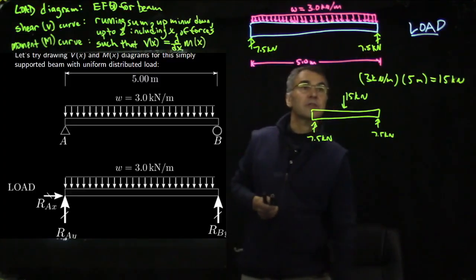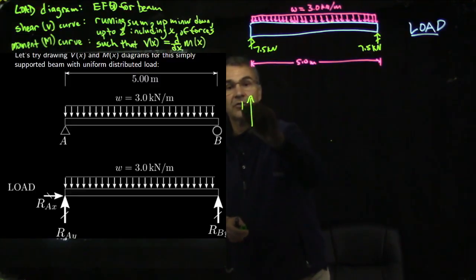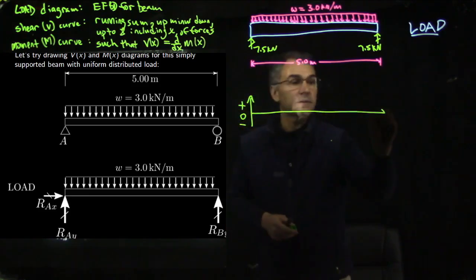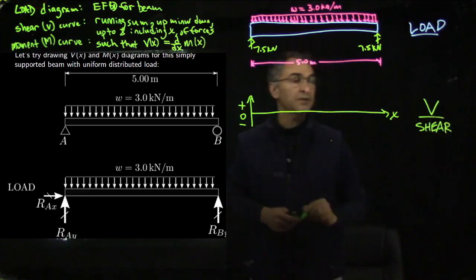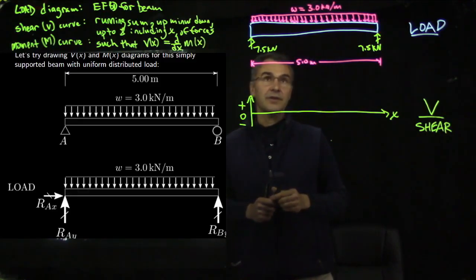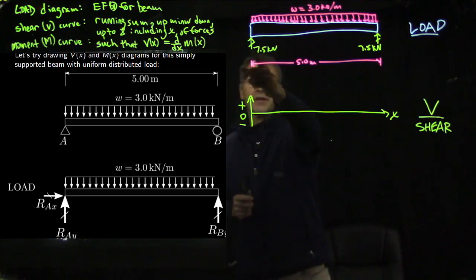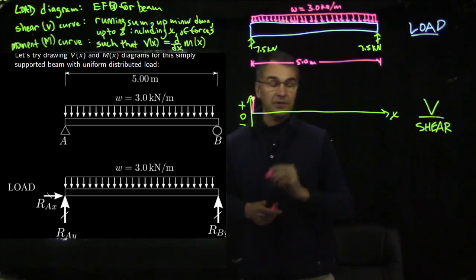Then we can do some erasing and draw our shear diagram. Our shear diagram will have a vertical axis, which could be positive, 0, negative, and here is the x-axis, and this is V, the shear, which is the running sum, up minus down, of everything acting on the beam from 0 up to x. Start out at x equals 0, you have plus 7.5. So here is plus 7.5. It's really a vertical straight up.